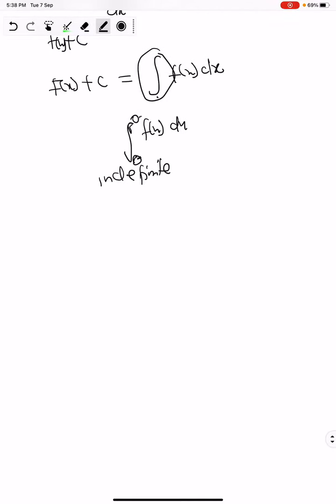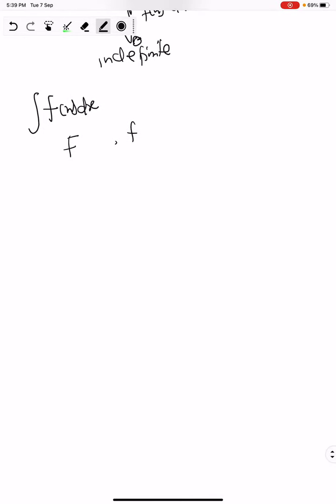So given any function f, the indefinite integral of f is denoted by integral of f of x dx, and is the most general antiderivative of f. If capital F is an antiderivative of f, then integral of f of x dx is given by capital F of x plus c.